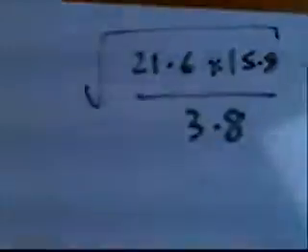Here's an actual exam question from a higher GCSE. Use a calculator to work out the square root of 21.6 times 15.8 over 3.8. So let's do this over my board.